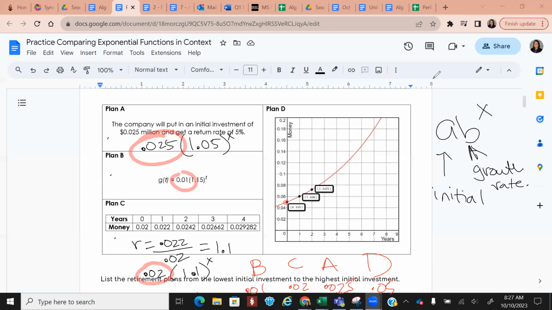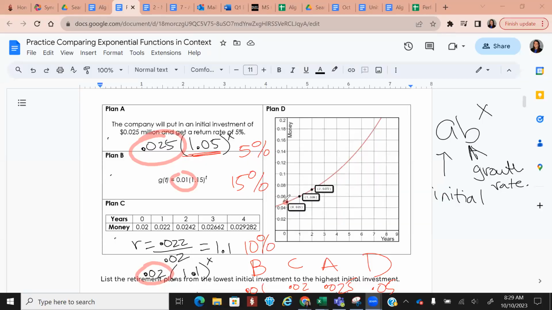Next one is asking for the highest growth rate to the lowest growth rate. So we're looking at the percentage for each one. Okay. So for instance, over here, if we took off this 1, we would have a 5% return rate, right? If we took off this 1 over here, this would be a 15%. If we took off this one right here, this would be a 10%.